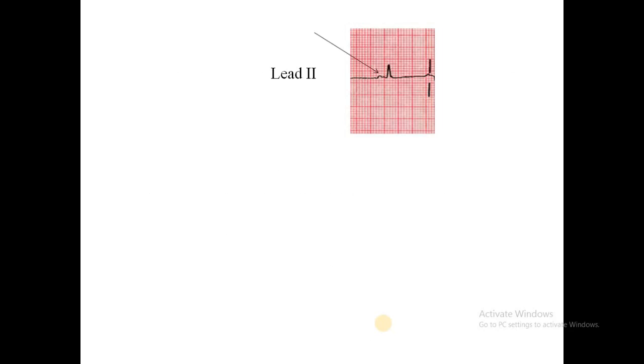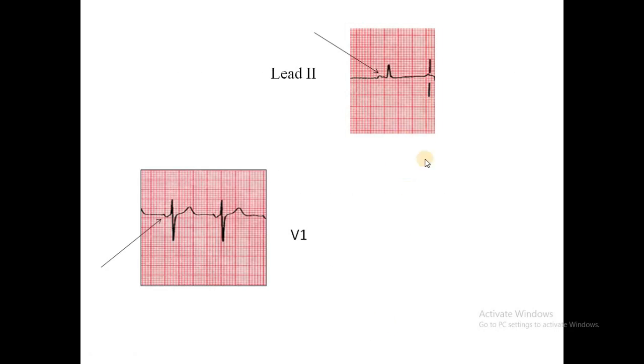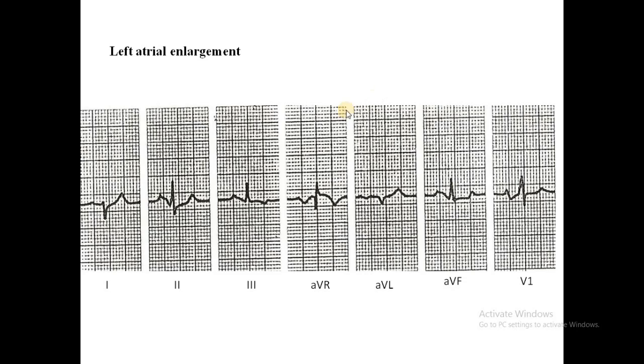Now let us see two ECG patterns. Here you see the broadness of the P wave, the notch of the P wave in lead 2. This is the P wave broadening and notching of the P wave. In lead V1, the negative component has become enlarged more than one smaller square. So this is the way we can see the P abnormality for the left atrium. This is the left atrial enlargement ECG.